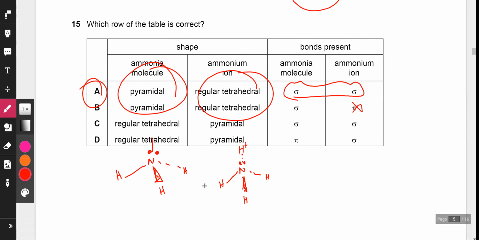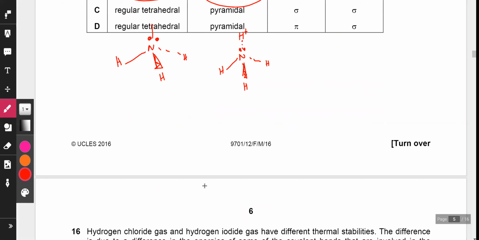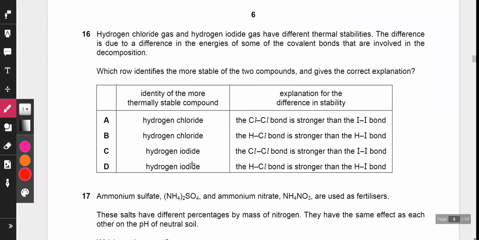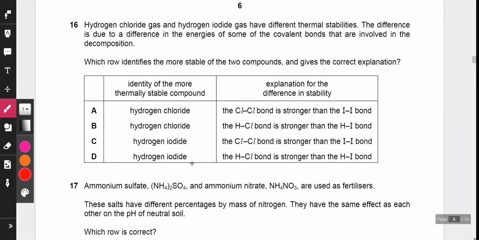TK, is this clear? Zaib, is this clear? Mohammed, is this clear? Yeah, can you hear me? Yes. Okay.